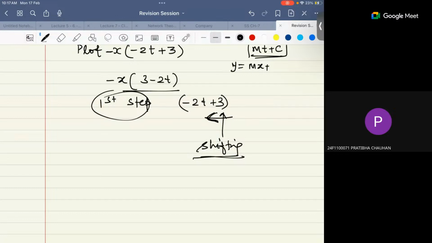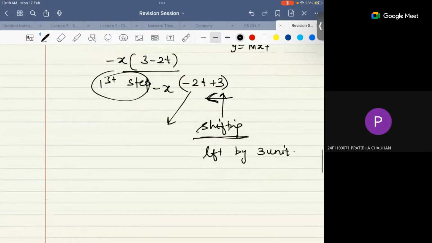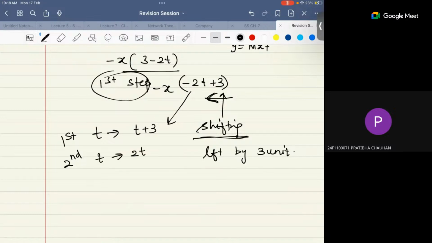So first thing is shifting. For this question, where you have been given minus of x of minus 2t plus 3, you'll be shifting. And how will you be shifting, left or right? Left hand side, right, by 3 units. The first step is just replacing t with t plus 3. The second one, you replace t with 2t, or directly minus 2t. There, all the axis values will be divided by minus 2. And then the third step is multiplying the amplitude with minus 1.